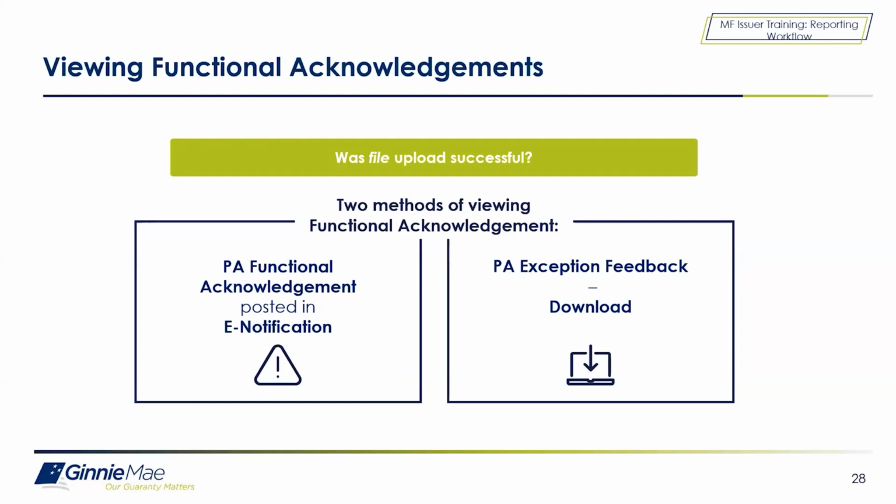RFS provides information feedback on your file submission. You receive a functional acknowledgement with an A for accept or an R for reject. There are two different access points to acquire the information: e-notification and exception feedback download. Files can reject due to many different situations. Most common is the length of the record or incorrect file name. Please do not assume that your file will be uploaded. Please verify.